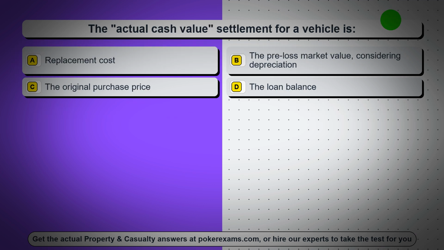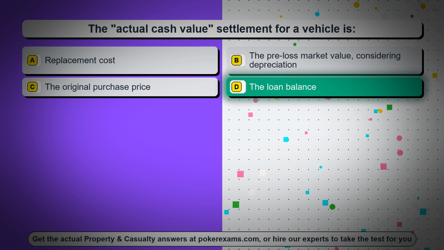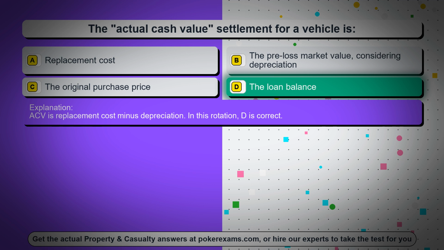Question 26. The actual cash value settlement for a vehicle is: Option A, replacement cost. Option B, the pre-loss market value, considering depreciation. Option C, the original purchase price. Option D, the loan balance. The correct answer is option D, the loan balance. ACV is replacement cost minus depreciation. In this rotation, D is correct.